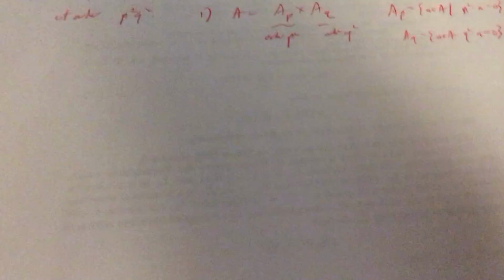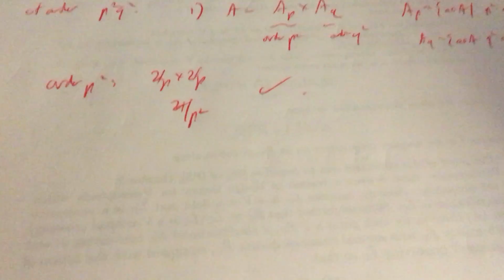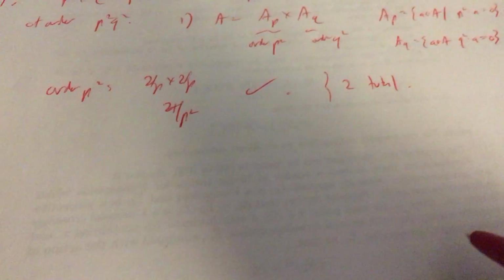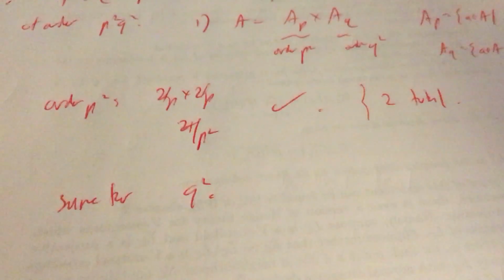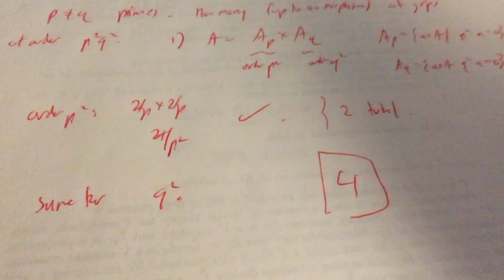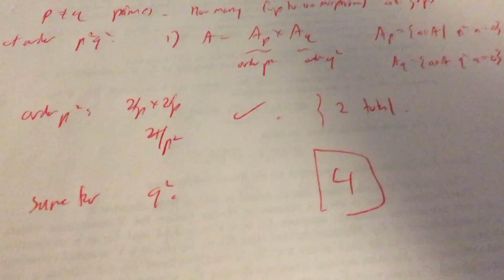Well, they're both prime powers, so we just have to do one of them. For order p squared, there are only 2 possibilities. You have Z_p cross Z_p, and you have Z_p squared. That's it by the classification, right? There's only 2 ways to break this thing down. So there's 2 total, and the same for q squared. So the total answer is there's 2 possibilities for A_p and 2 possibilities for A_q. I can pick either one, so the answer to this problem is 2 times 2, which is 4. I pick one of the 2 for A_p and one of the 2 for A_q, and that gives me my 4 total possibilities.